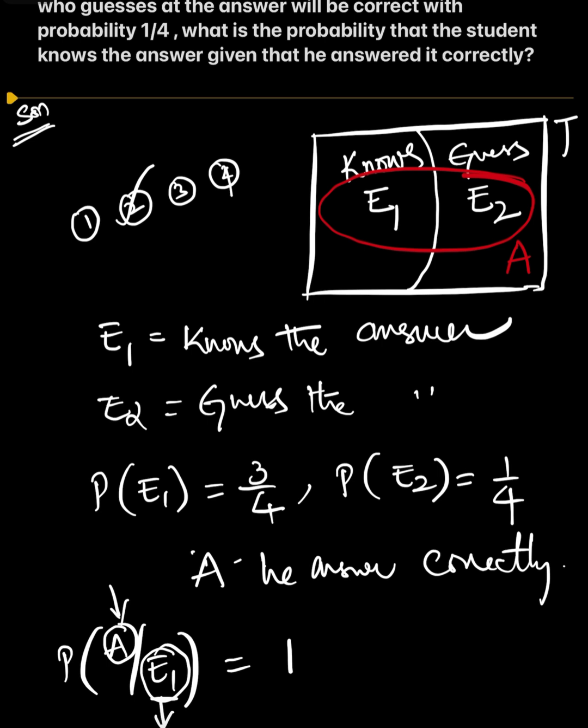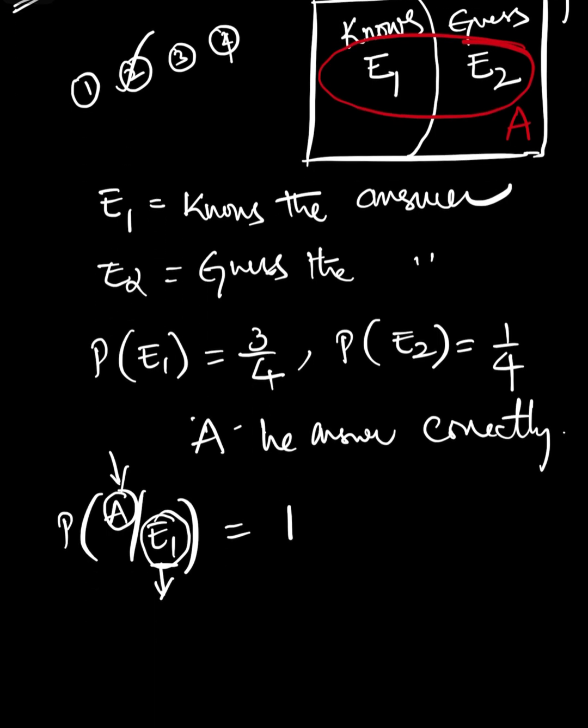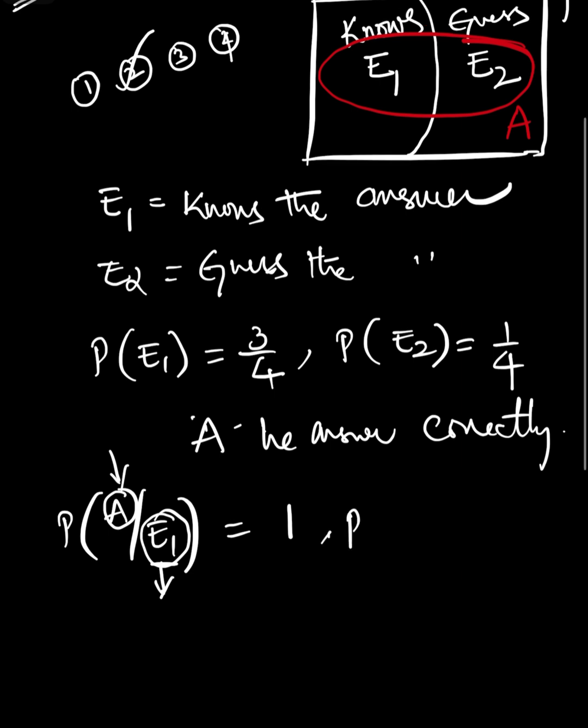If I want to guess, I don't know what the correct answer is. So I need to choose one option out of 4, guessing one option to be correct. When he knows the answer, he attempts only one option, because he knows that 2 is the correct answer and he attempted 2. So the probability that he answered correctly given that he knows the answer is 1.